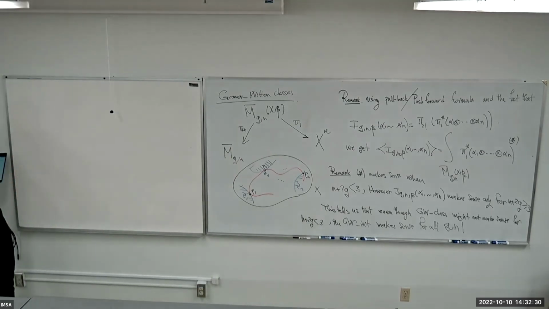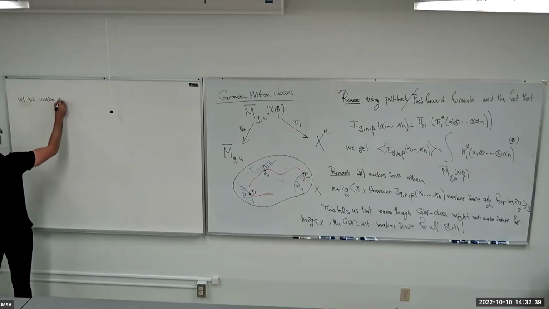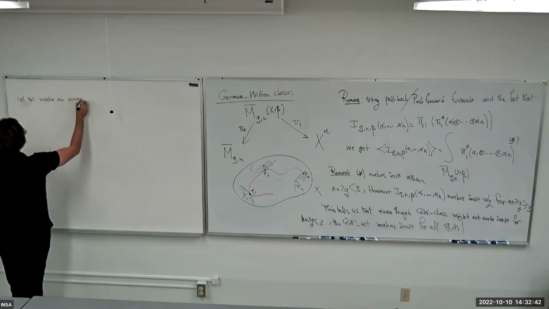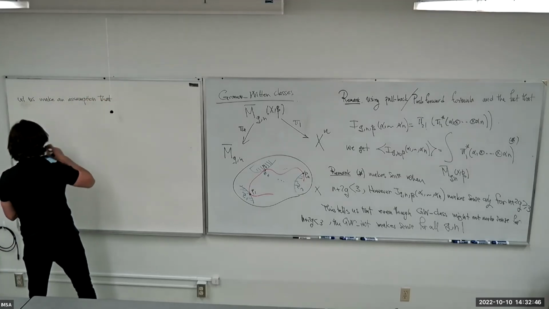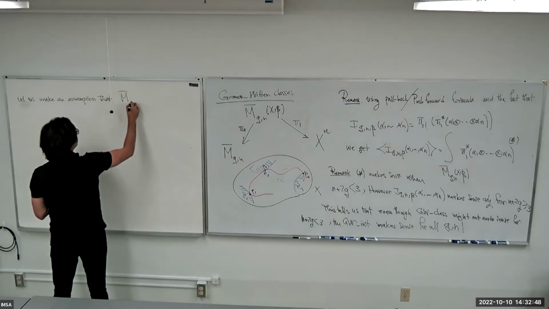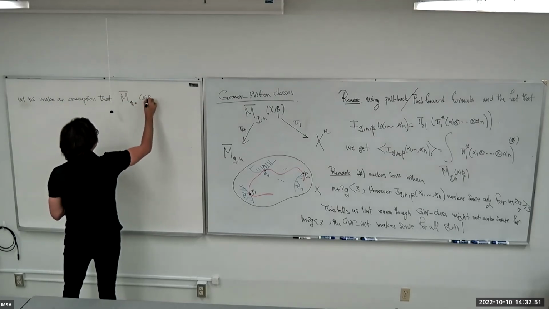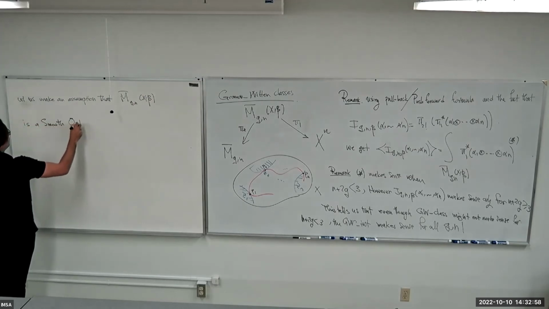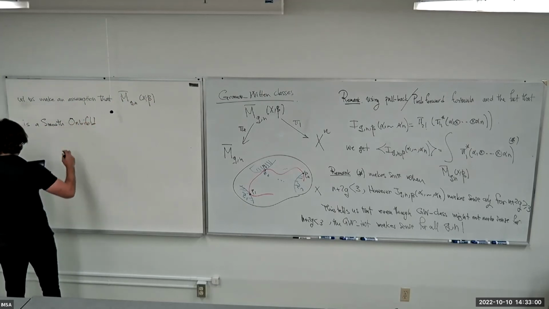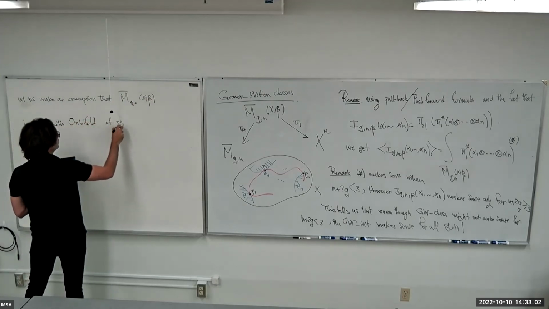We make an assumption. Let us make an assumption that M bar g,n (X, beta) is a smooth orbifold of expected dimension.